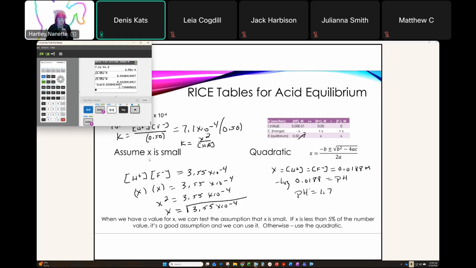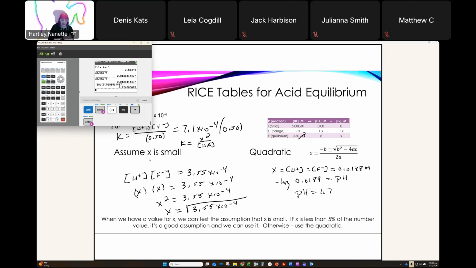Okay, and when you did the negative log of that number, you got the pH because we're solving for H plus. Okay, it makes sense. Because if it was an OH minus, then it would be pOH. Correct. That is correct. We'll get there, just not yet.